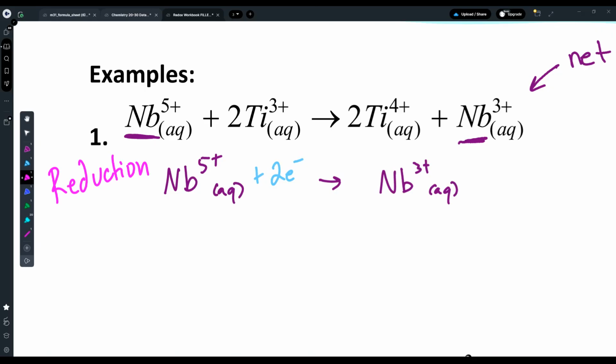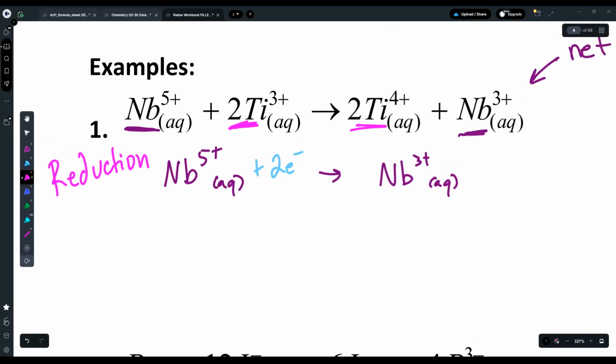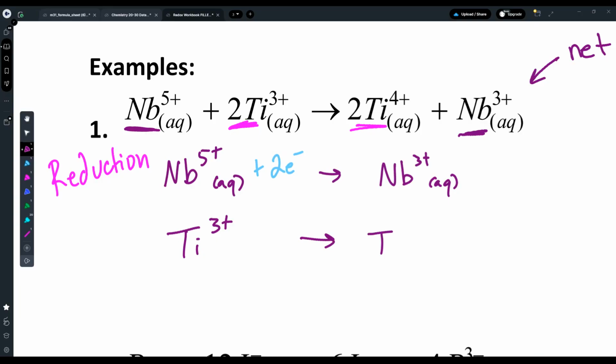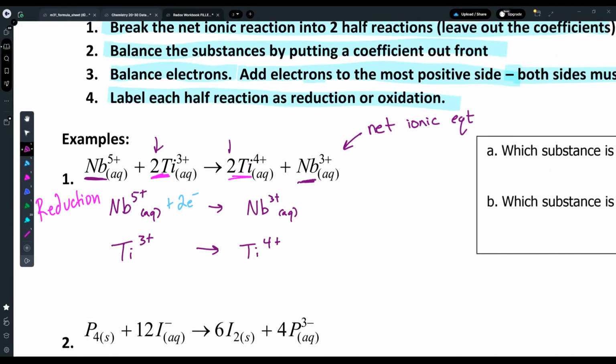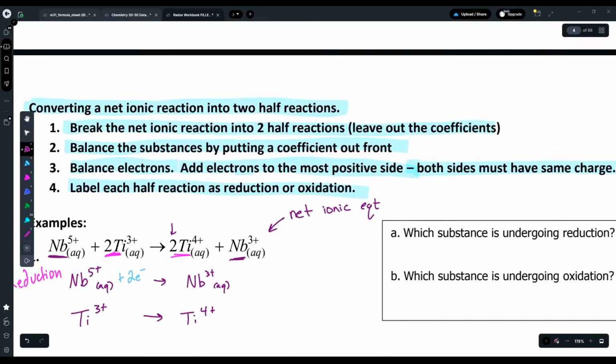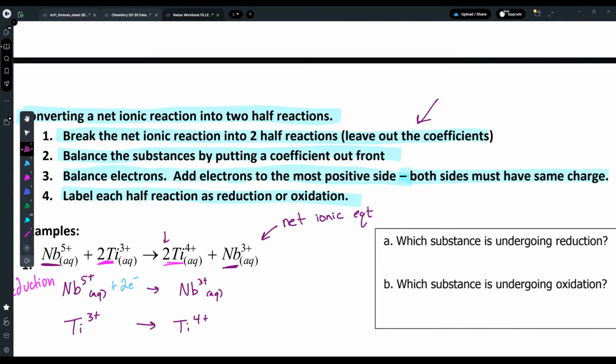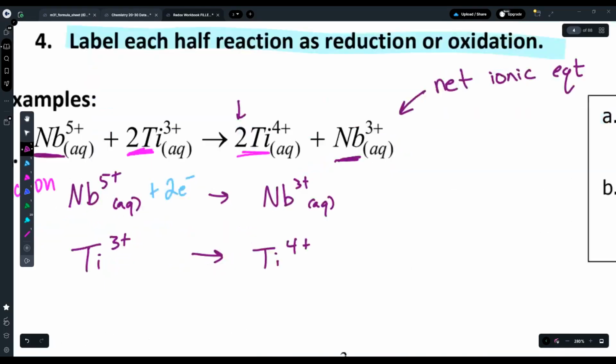All right, so let's look at our other equation here. So we've got titanium 3+, titanium 4+. We've got those two ions, so let's use those. So titanium 3+ goes to titanium 4+. Now, there are coefficients of 2 in front of both of them, okay? But remember, for step 1, we're going to leave out the coefficients here, okay?